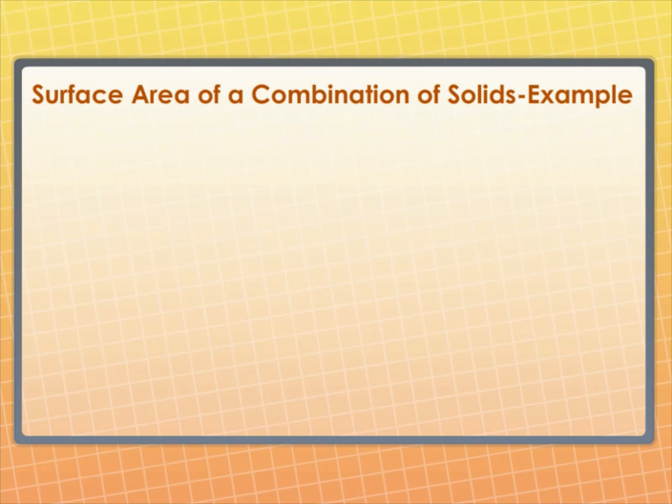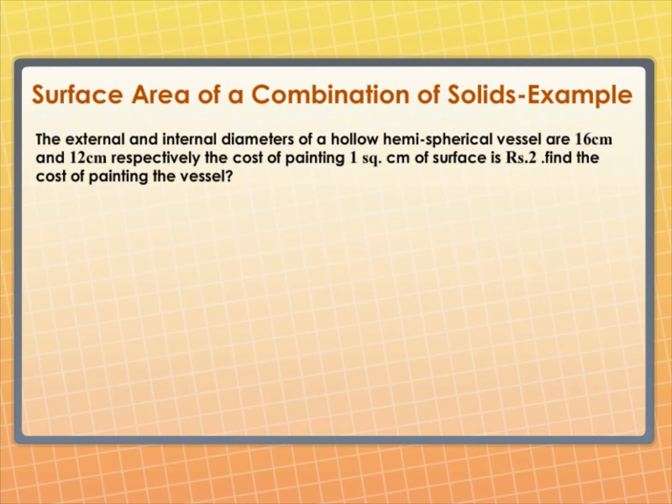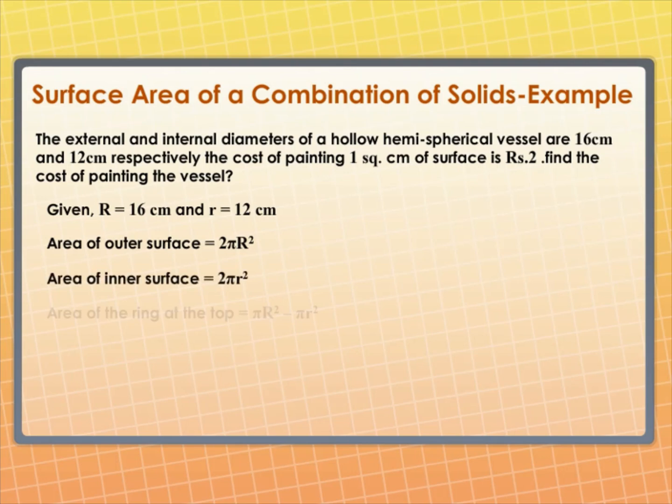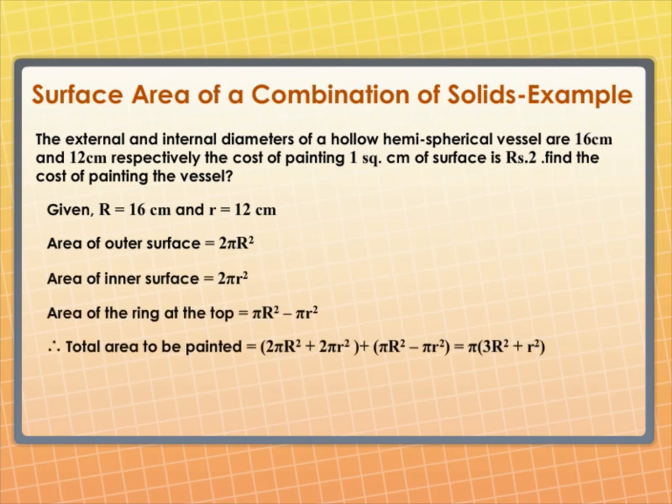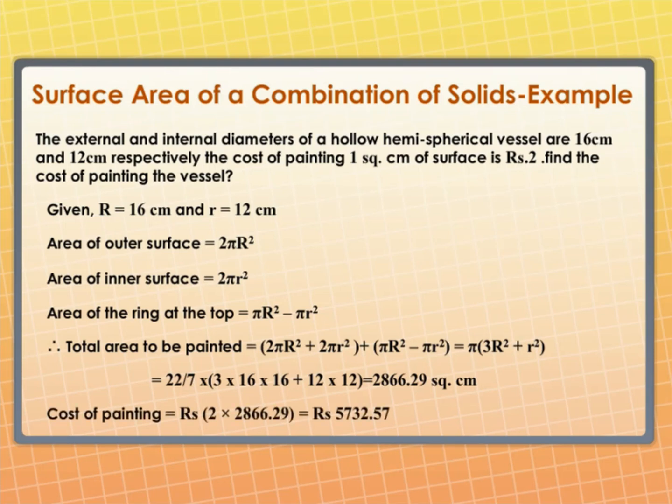Surface area of a combination of solids. Example. The external and internal diameters of a hollow hemispherical vessel are 16 centimeters and 12 centimeters respectively. The cost of painting 1 square centimeter of surface is ₹2. Find the cost of painting the vessel. By solving, we get the cost of painting is equal to rupees 5,732.57.